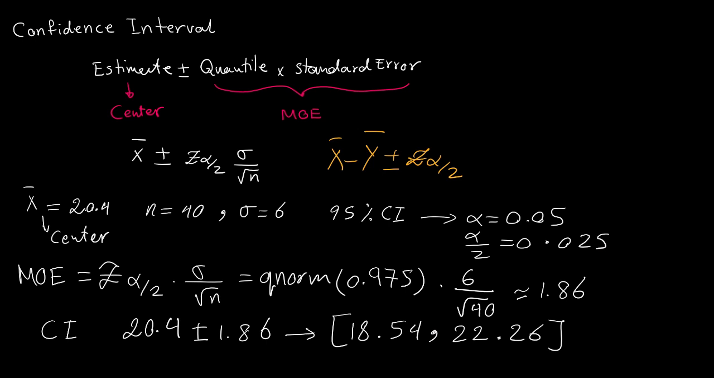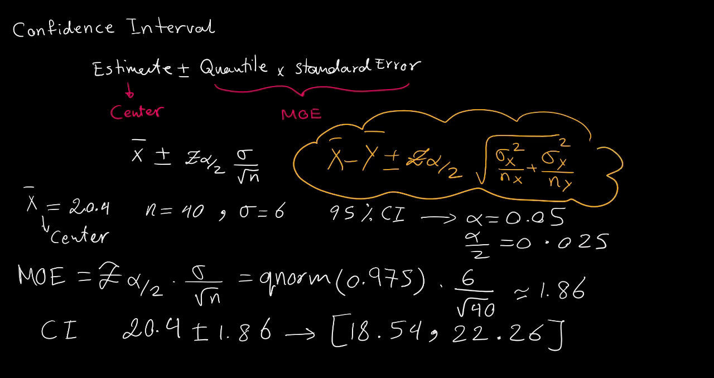So instead we have the square root of sigma of x squared over n of x plus sigma of y squared over n of y. And in this way, we can find the confidence interval for a difference between two means.